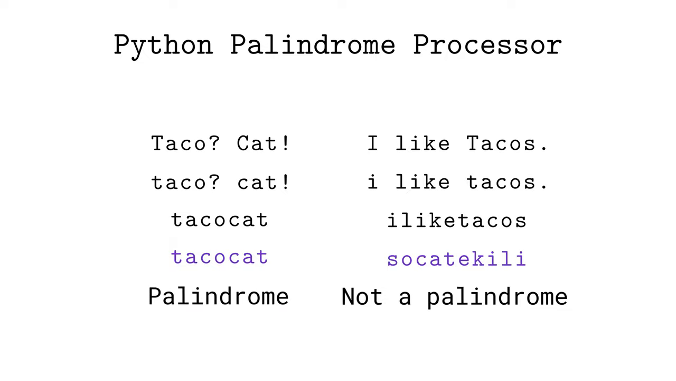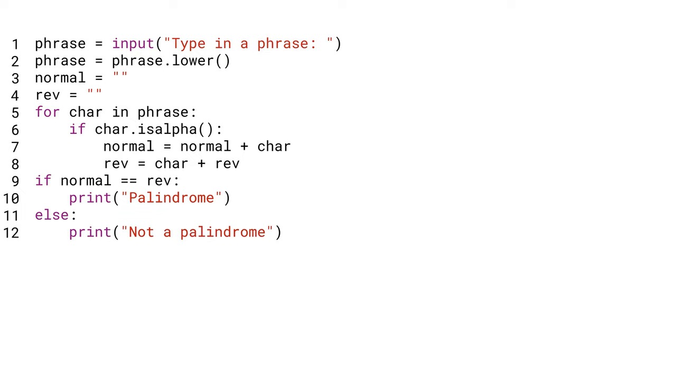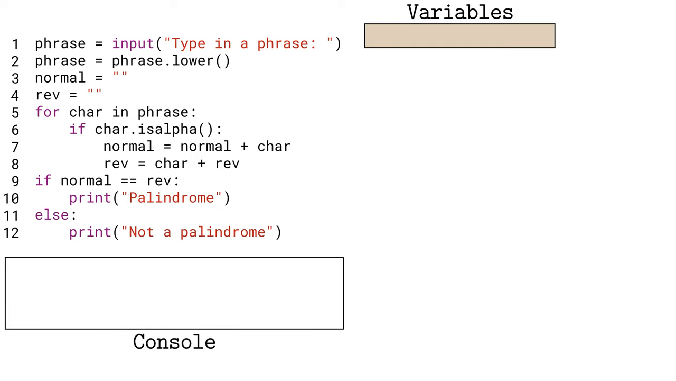Let's explore the Python code that can detect palindromes using a for each loop, conditionals, and string methods, and visualize how they all work together. As the code runs, we will see the variables in the computer memory displayed to the right of the code. The input and output of the program will happen in the console underneath the code.